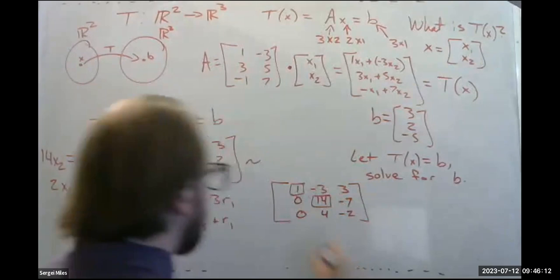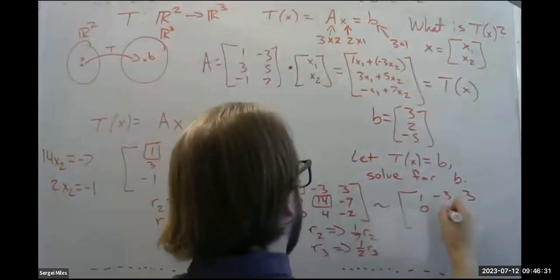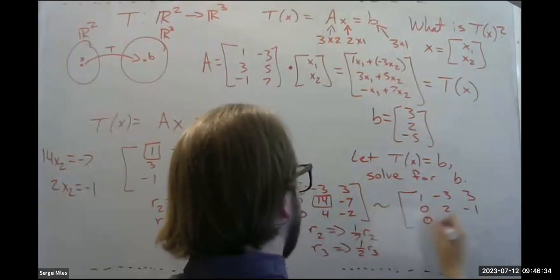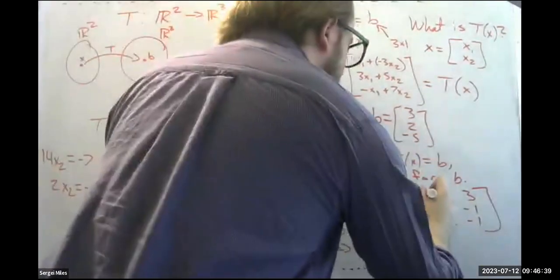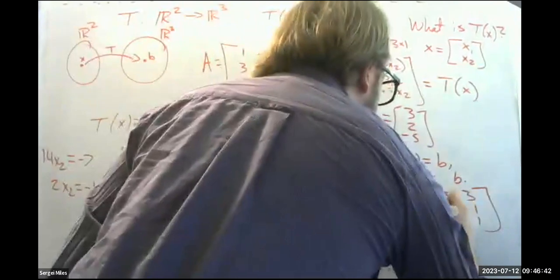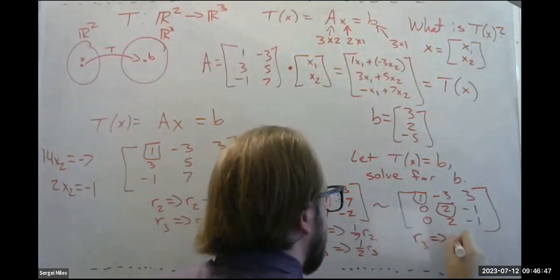So I'm going to take row 2. I want to take row 3, and I want to divide it. Now I have 1, -3, 3, 0, 2, -1, 0, 2, -1. Well, now in this cleaned up fashion, I can see, well, if in this very last step, I just take row 3 and I'm going to subtract row 2 from it, then it's going to be nicely cleaned up.